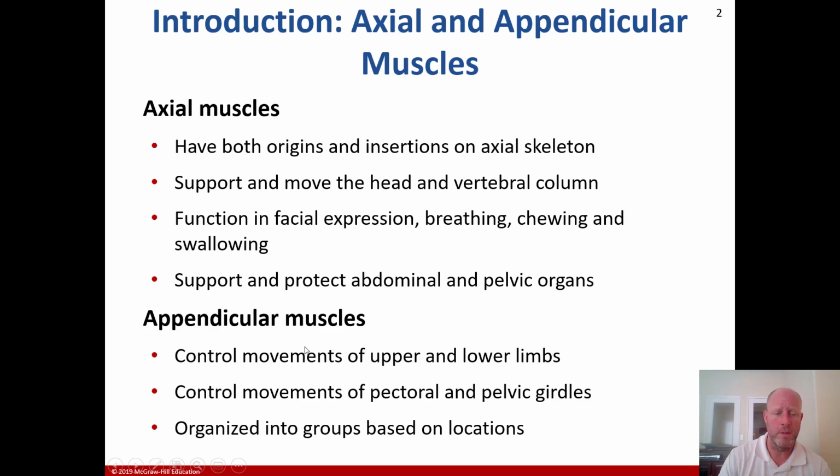The appendicular muscles control movements of the upper and lower limbs, the appendages, and they control movements of the pectoral and pelvic girdles. Pectoral, remember, also refers to the shoulder girdle, which is often used as a synonym outside of the medical and biology references. Organized groups are based on locations with the appendicular muscles.